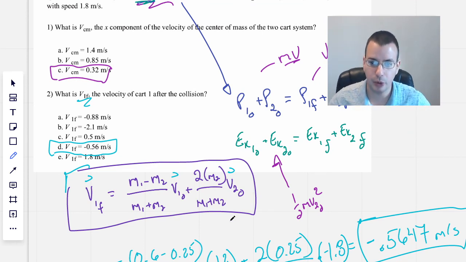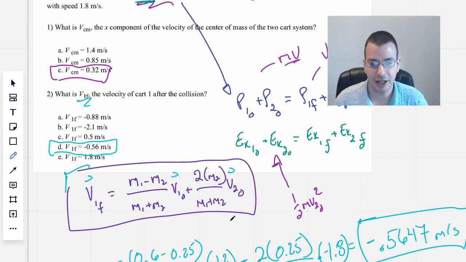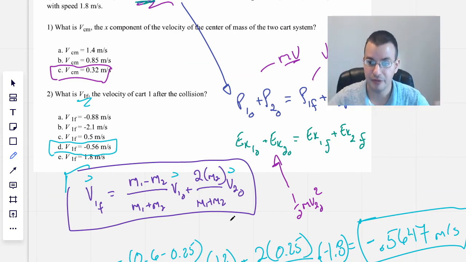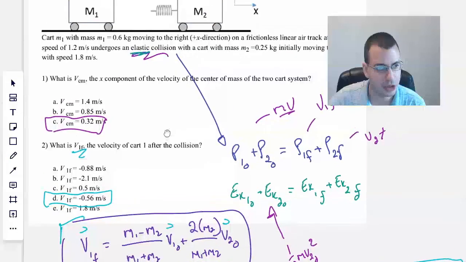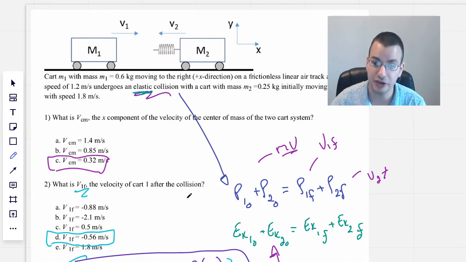Your next thought might be like, well, what if it's 2 dimensions? Well, then you just break it down into your x dimension and your y dimension, and you do both of them independently. And when you get your final x and y velocities, you then combine them vectorially, i.e. through the Pythagorean theorem. So that's how you do these types of elastic collisions with conservation of kinetic energy.